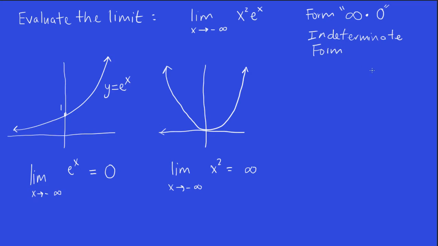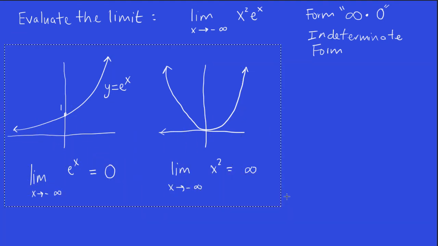But L'Hopital's rule only really applies to the form infinity over infinity or 0 over 0, or negative infinity over infinity, etc. So that's not of the correct form. So we need to change this a little bit to make it into the form where we can use L'Hopital's rule on.